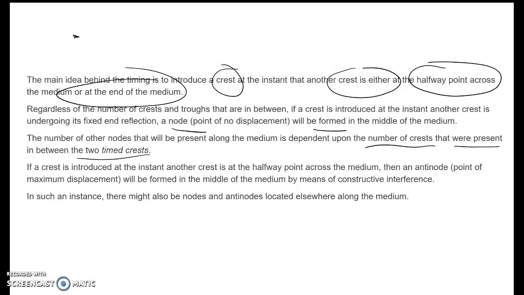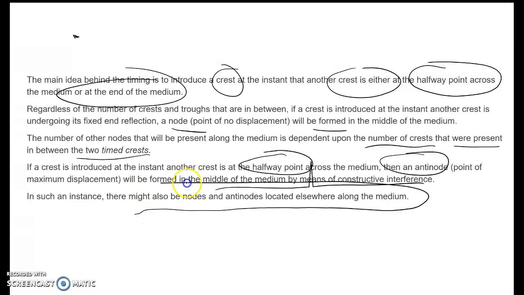If a crest is introduced at the instant another crest is at the halfway point, then an antinode is formed. And that's where we have completely constructive interference. It'll be formed in the middle of the medium by means of constructive interference. In such an instance, there might be nodes and antinodes located elsewhere along the medium, okay? So that could also happen. But to make a node, we have to introduce a new crest when the other crest is either at the halfway point across the medium or at the end. And then when we talk about an antinode, it's when another crest is at the halfway point across the medium, okay?